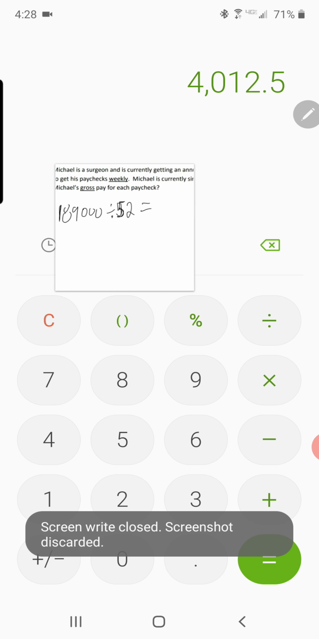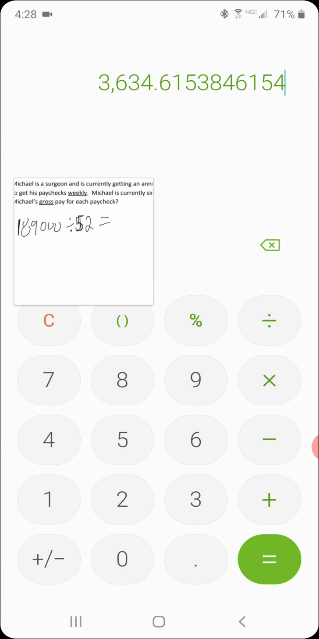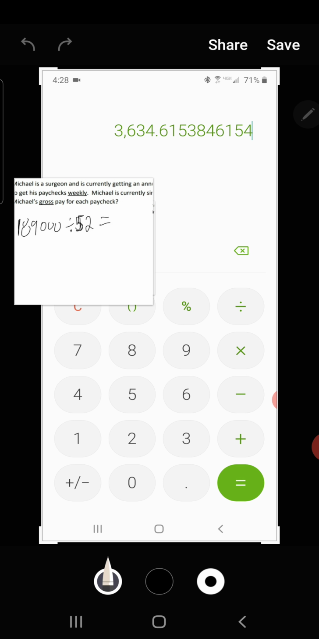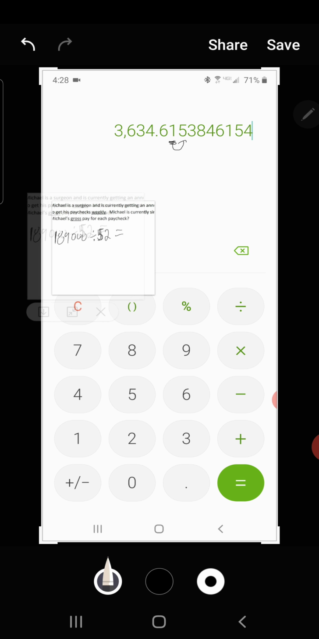Let's go over here. Of course, we're going to have to round a little bit. Let me do that real quick and finish this off. On each paycheck, let's round this. It says 61, and we look to the right of that, which says 5, so we round up to 62. So his gross pay on each paycheck will be $3,634.62 each and every time.